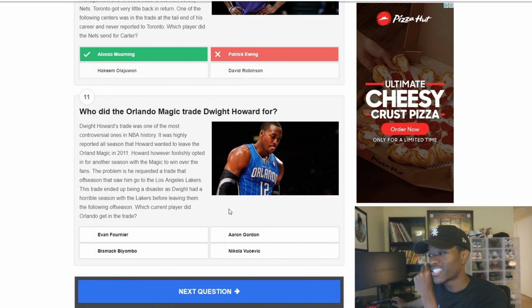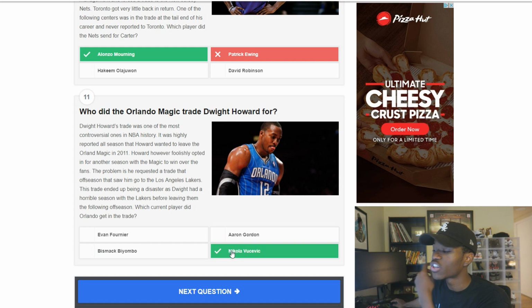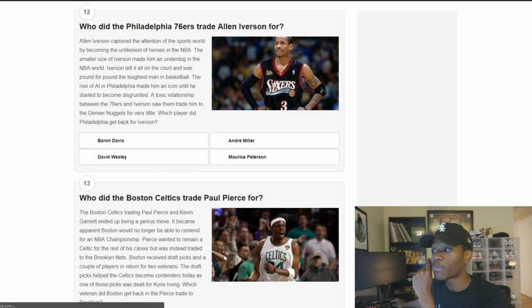Who did the Orlando Magic trade Dwight Howard for? Definitely not Evan Fournier. Bismack Biyombo just signed in Orlando like 2 years ago, so he definitely wasn't part of no Dwight Howard trade. And then they drafted Aaron Gordon, so the only thing that makes sense is Nikola Vucevic. We got an 81% so far.